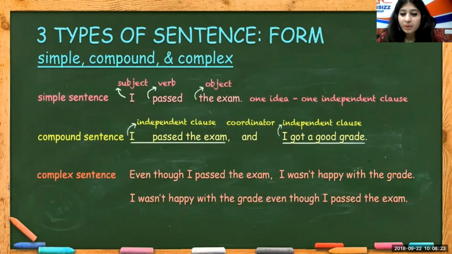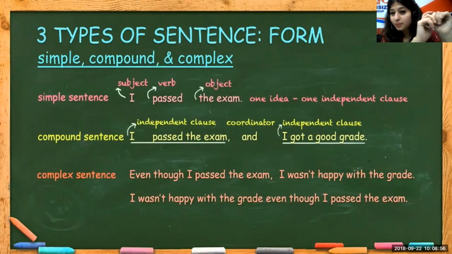Right. Moving on to the complex statement. Now, the complex statement has two or more clauses, and you start it with a linking word, for example, even though, despite, although, nevertheless. For example, here we have, even though I passed the exam, I wasn't happy with the grade. Okay, now if you look, there is a comma in between.